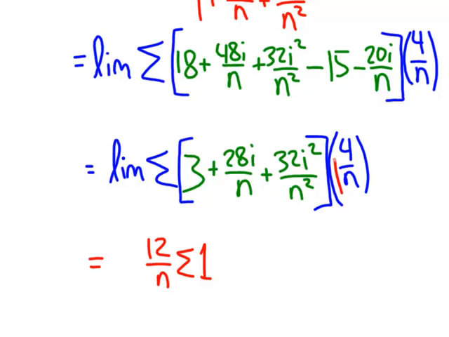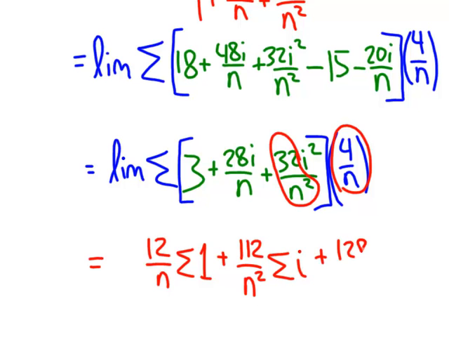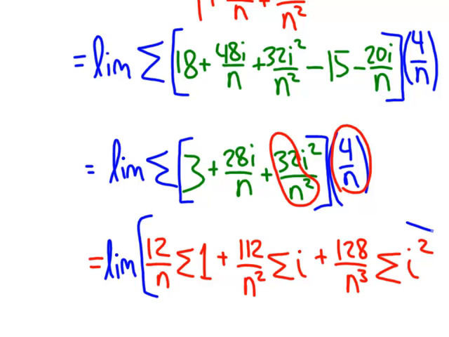4 over n times 28i over n is going to give us 112 over n squared, and that i is still inside the sigma, so sigma i. And finally, 4 over n times 32 over n squared will give us 128 over n cubed, and then sigma i squared. And let's not forget that we will ultimately take the limit of all of those sigmas.